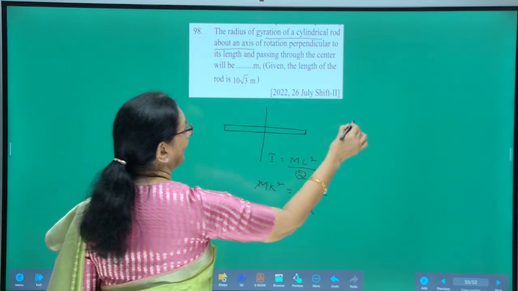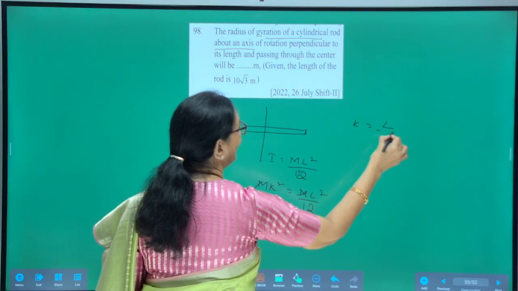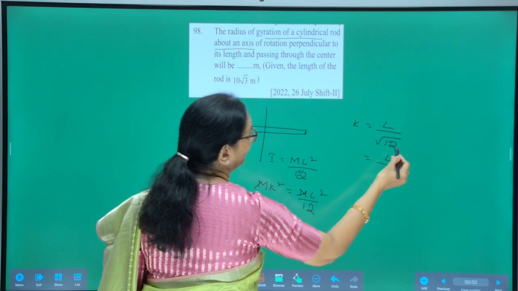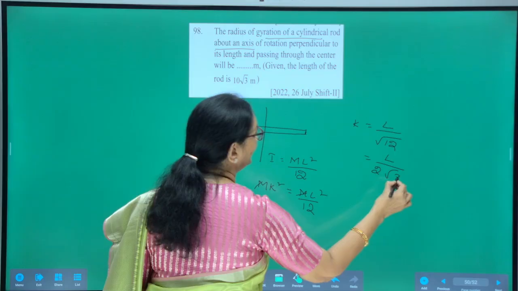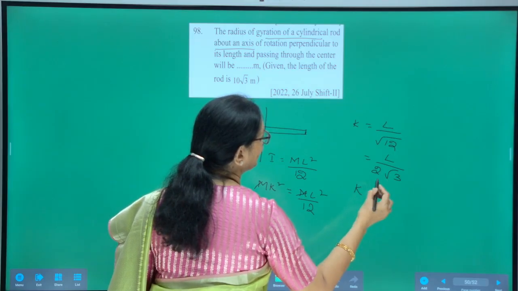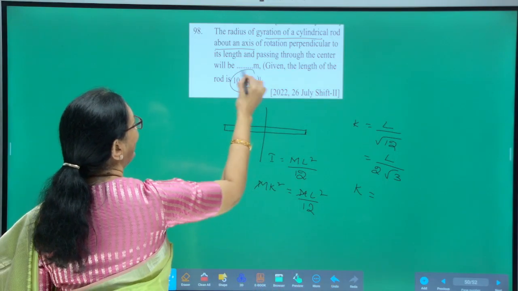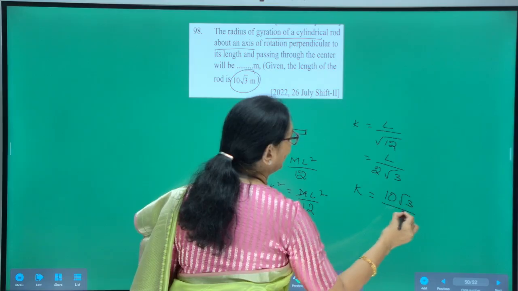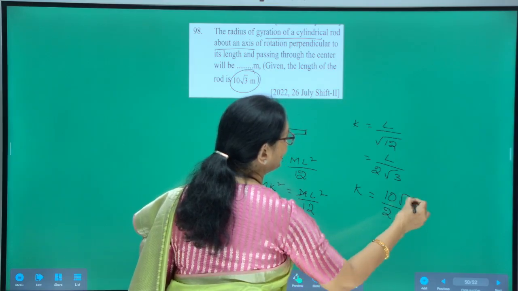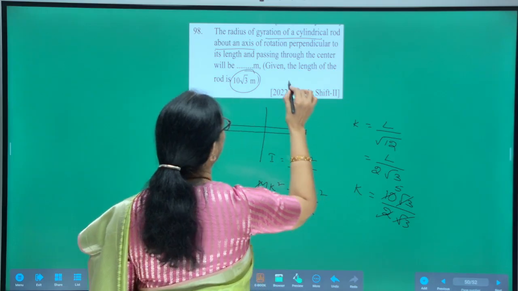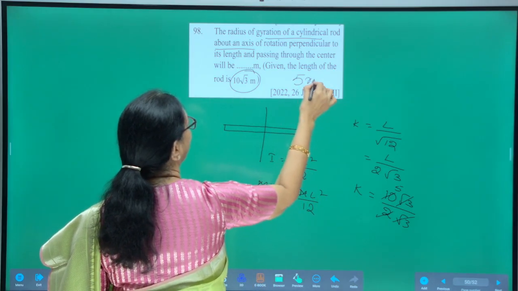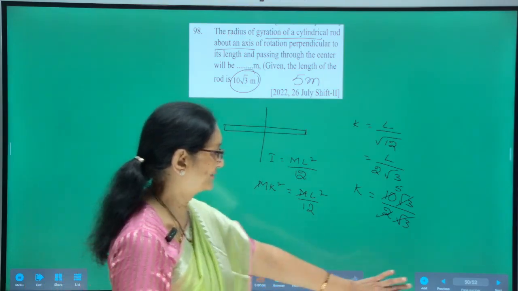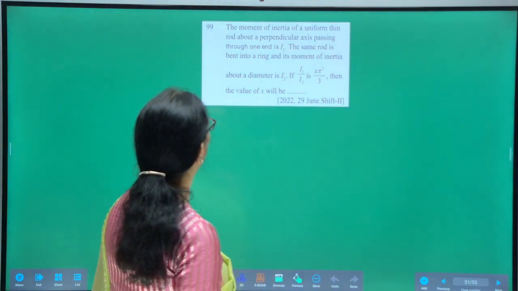From this, k is equal to L by root 12, or L by 2 root 3. That is the radius of gyration formula. Here length is given as 10 root 3. So, 10 root 3 divided by 2 root 3, this and this get cancelled. So, k is equal to 5 meters. Radius of gyration is 5.